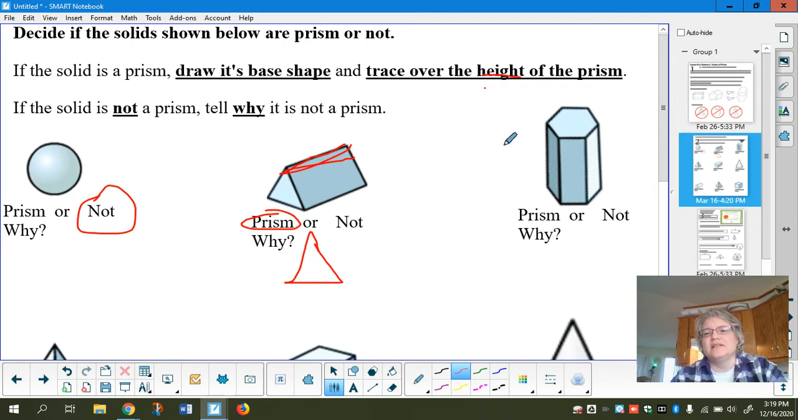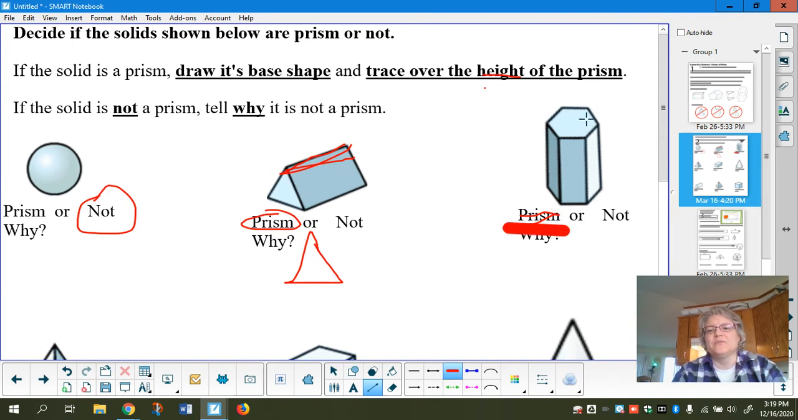Okay? Is this a prism? You bet it is. Why or why not? I'm going to try a different thing here. It's like my whole computer is on super slow-mo. I'll get back in and see if that helps. All right, so here we go. Yes, it's a prism.